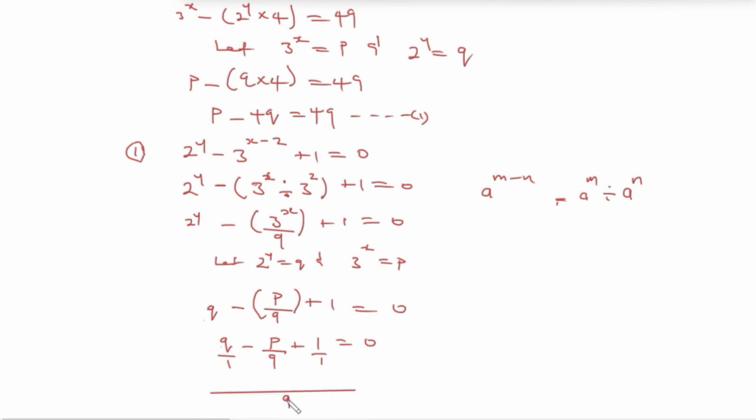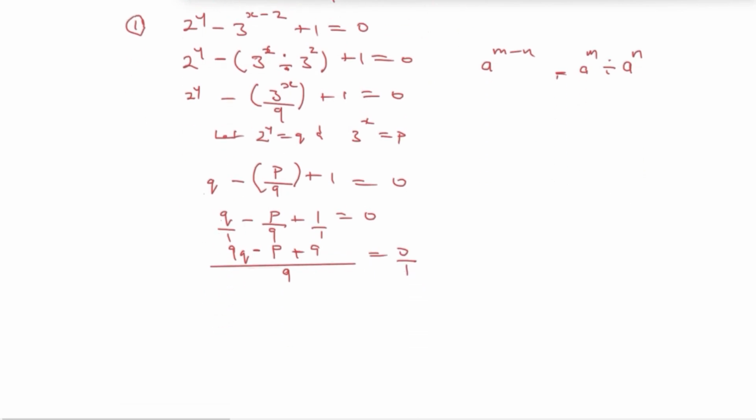So 1 into 9 is 9, 9 times q is 9q. Minus 9 into 9 is 1, 1 times p is p. Plus 1 into 9 is 9, 9 times 1 is 9. So we are equal to 0. This is upon 1.